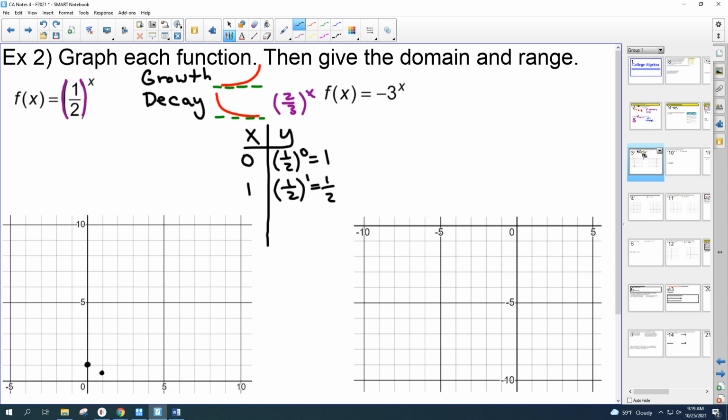Now keep in mind, remember what the decay graph looks like. We already know what this looks like. We're just trying to find enough points to where this fits. So then people are going to plug in 2, and they get 1/2 to the second power, and that's 1/4. And now it's getting kind of hard to graph. 2, comma 1/4. You just kind of have to eyeball it. Yeah, that looks like 1/4.